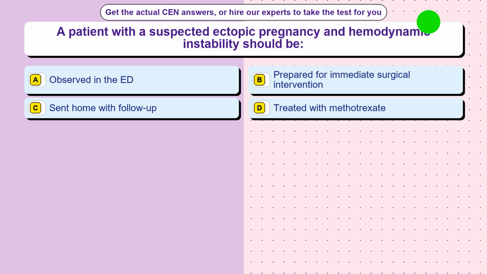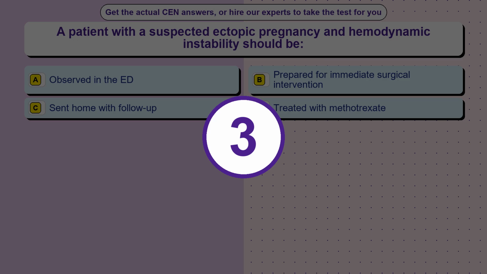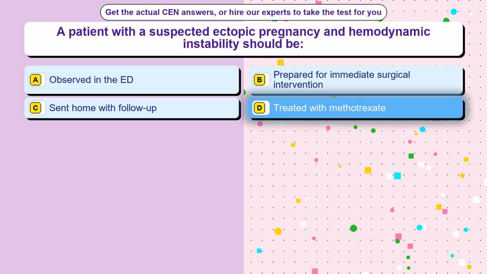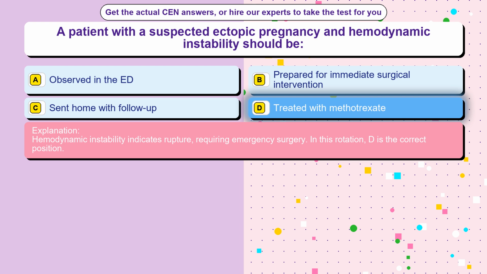Question 2. A patient with a suspected ectopic pregnancy and hemodynamic instability should be Option A, observed in the ED, Option B, prepared for immediate surgical intervention, Option C, sent home with follow-up, Option D, treated with methotrexate. The correct answer is Option D, treated with methotrexate. Hemodynamic instability indicates rupture, requiring emergency surgery. In this rotation, D is the correct position.